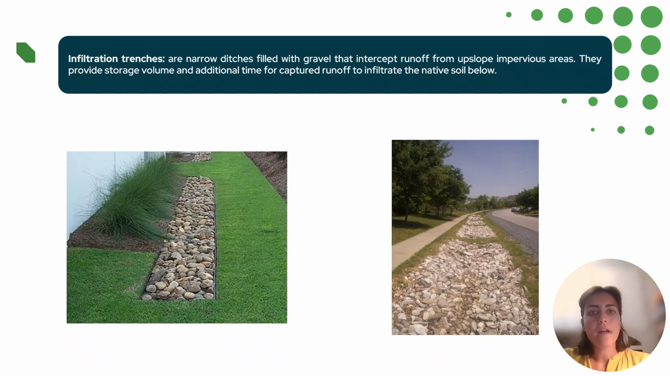Infiltration trenches are narrow ditches filled with gravel, designed to intercept runoff from impervious surfaces such as roads, sidewalks, or parking areas. Their main role is to temporarily store the runoff and allow more time for the water to infiltrate into the underlying native soil. These systems are particularly effective in reducing peak flows and volume of stormwater, while also improving groundwater recharge. At the same time, they help filter pollutants as the water percolates through the gravel and soil layers.